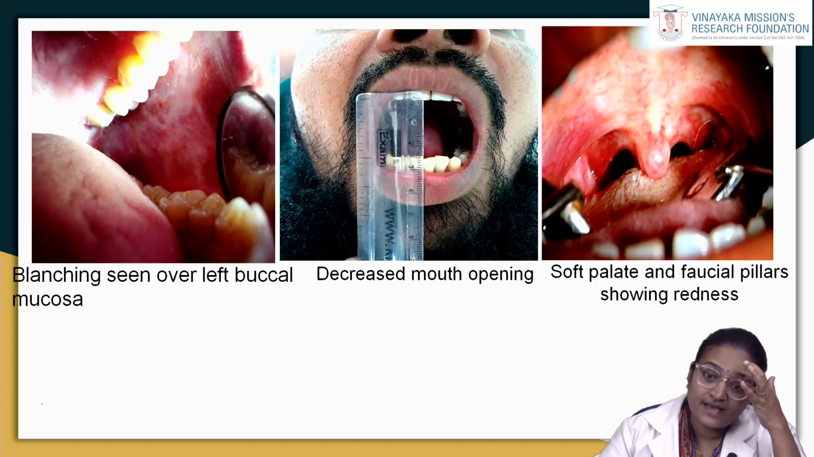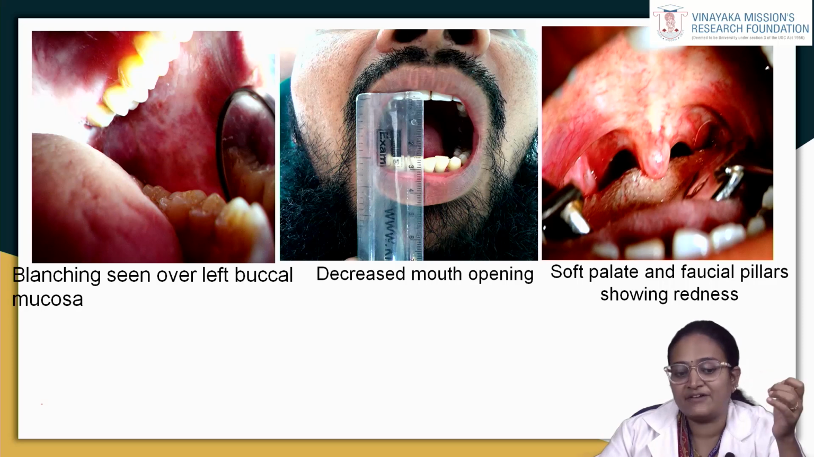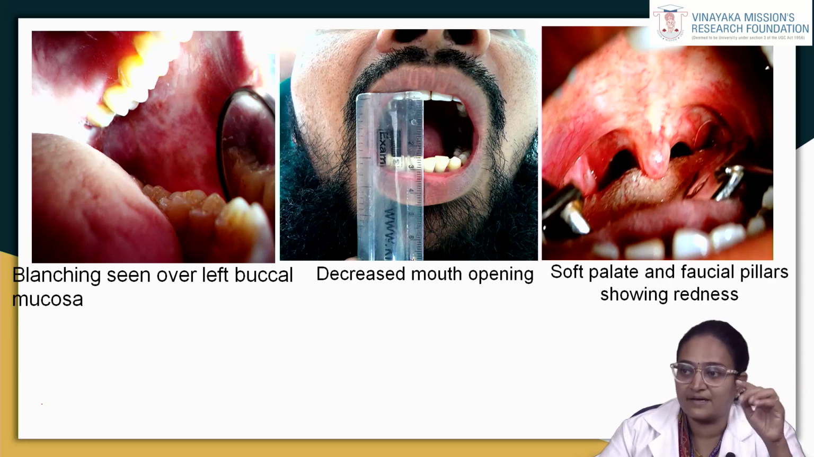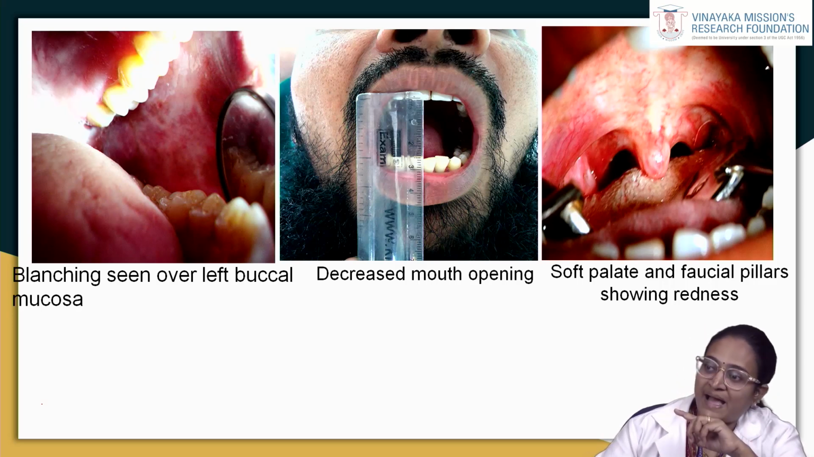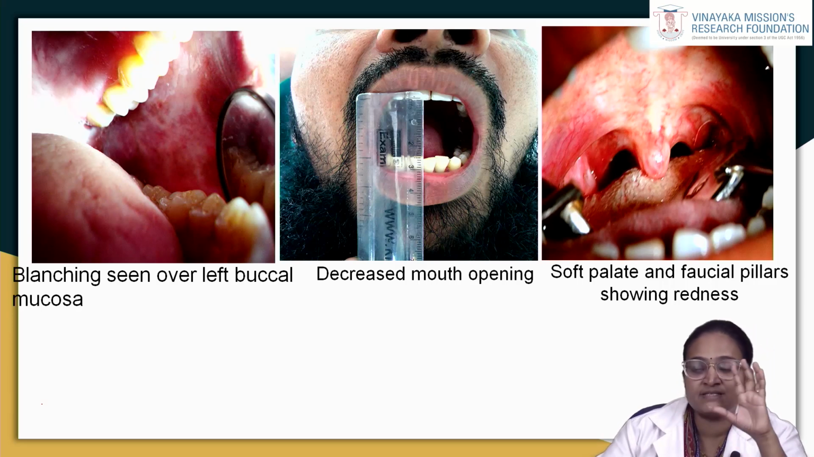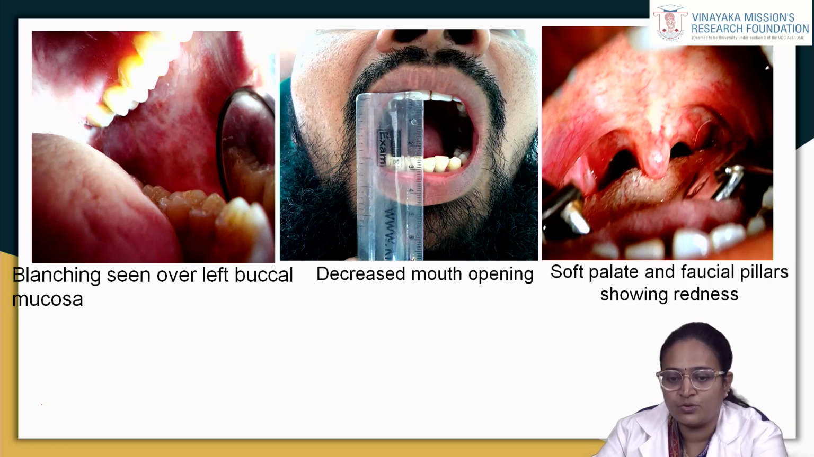So this is an example of blanching over the left buccal mucosa and decreased mouth opening, and the last picture shows the soft palate and faucial pillars showing redness, and a shrunken uvula that you are also able to appreciate.